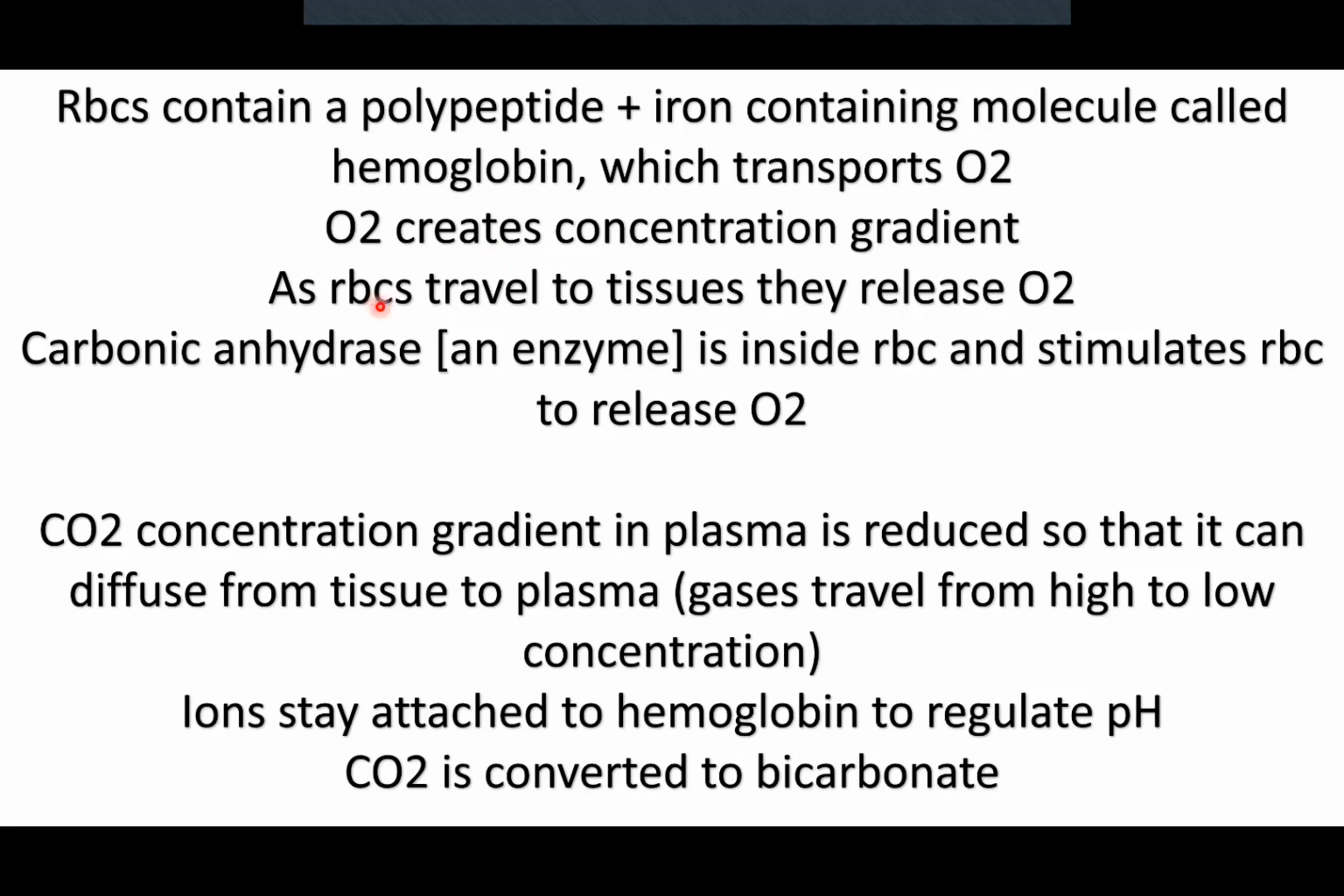So as the red blood cells travel to tissues, they release oxygen. And we have an enzyme inside a red blood cell called carbonic anhydrase, which stimulates the red blood cell to release oxygen. And this serves several functions. So the concentration gradient of carbon dioxide in the blood plasma is reduced so that it can diffuse from tissue to plasma. Again, because we know that gases travel from high to low concentration.